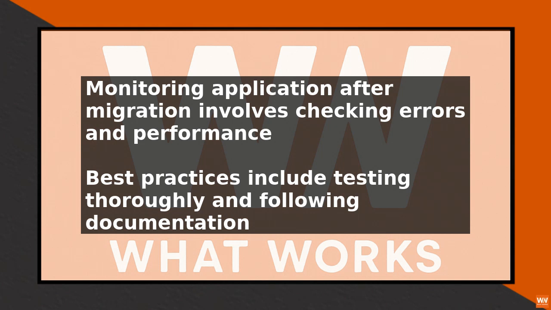In summary, migrating Alchemy SDK installation involves preparing your environment, installing the new version of the SDK, updating dependencies, updating code, testing, and monitoring. By following these steps and best practices, you can ensure a successful migration and take advantage of the latest features and improvements in the Alchemy SDK.